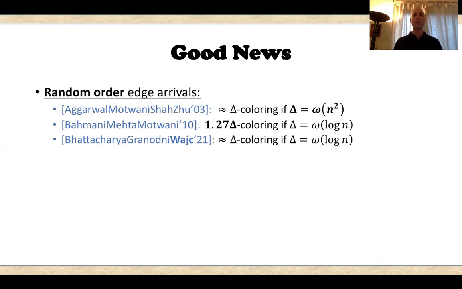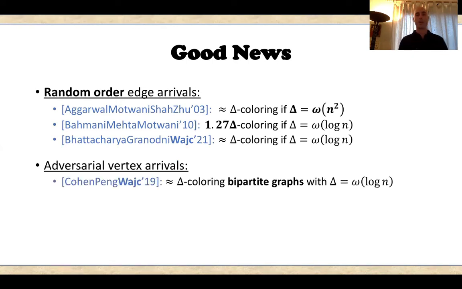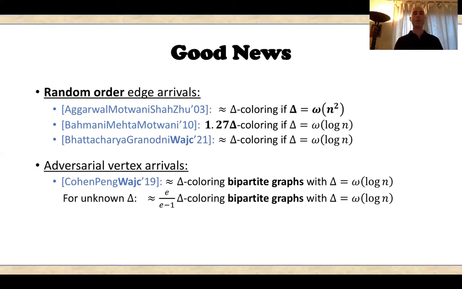But in this talk, we'll be focusing on adversarial arrivals, and in particular, adversarial vertex arrivals. Now, what is known in this setting? In joint work with Cohen and Peng in FOCS '19, we gave an essentially optimal edge coloring algorithm using only delta colors for bipartite graphs with super logarithmic max degree. In the same work, we show that if the maximum degree is not known a priori, unlike for all the algorithms listed above, then the best one can hope for is an e over e minus 1 times delta coloring algorithm, and we achieve exactly that, again, only in bipartite graphs.